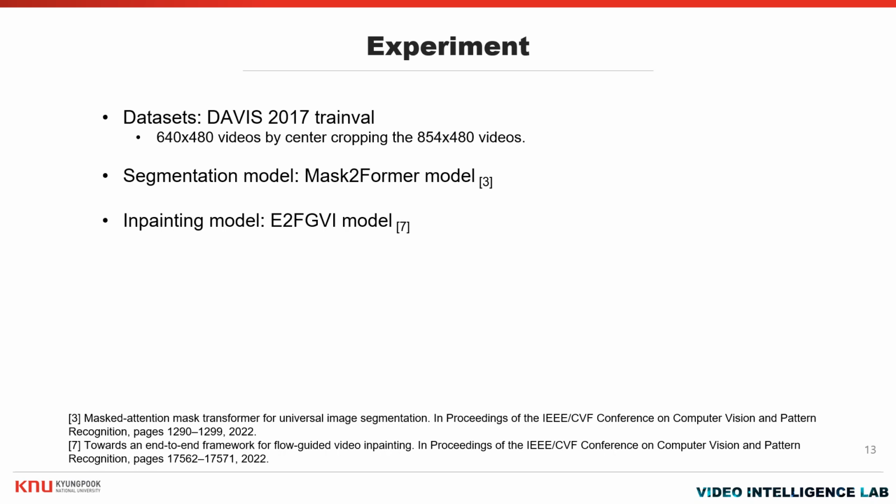The dataset used in this study is a set of video clips with no more than 3 human objects from the DAVIS 2017 Trainval dataset. This dataset is a collection of video clips of 854 by 480, which have a 16:9 widescreen ratio. But we preprocess this dataset to a 4:3 old screen ratio by cropping the center of frames.